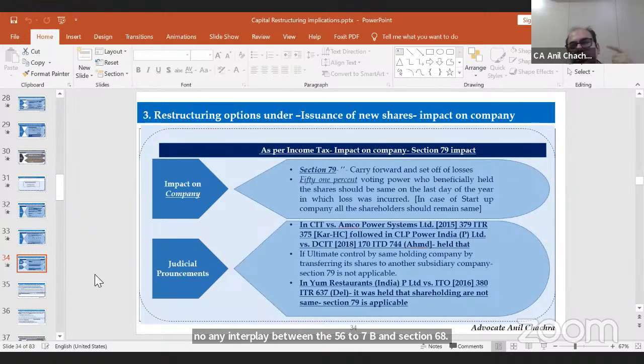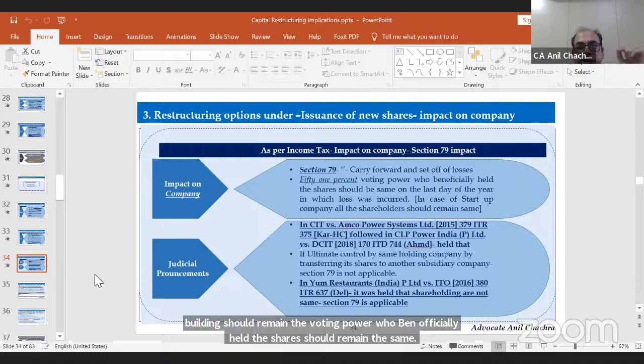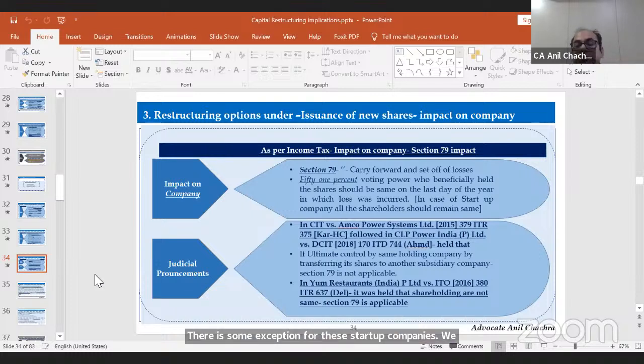While doing the issuance of shares, there's one section, Section 79, which specifies the carry forward and set off of losses. We have to see that section as well while issuing the shares. Why? Because the section specifies that 51% shareholding, the voting power, should remain the same, held by those who beneficially held the shares. There is some exception for startup companies. This specifies that in case of startup companies, the shareholders would remain the same, right? So while doing the restructuring, we have to analyze whether the 51% shareholding would remain the same or not.